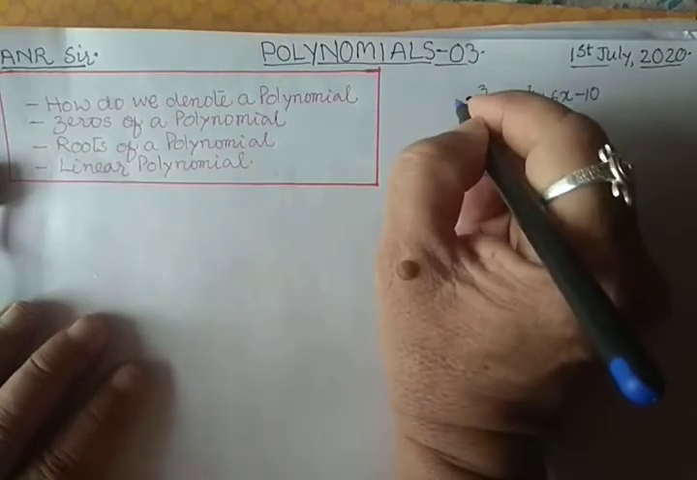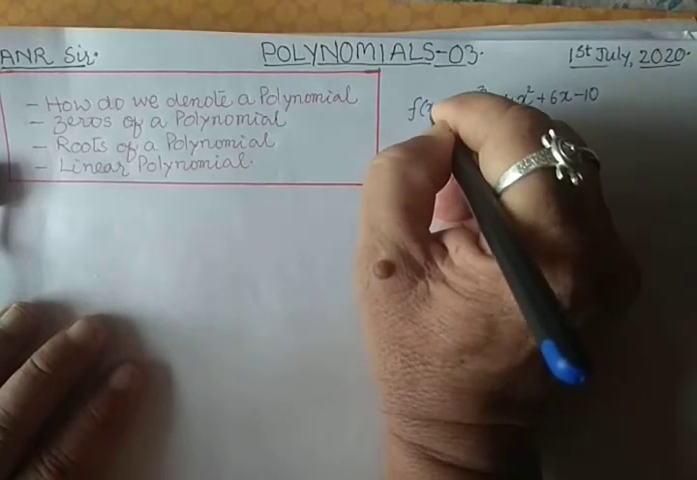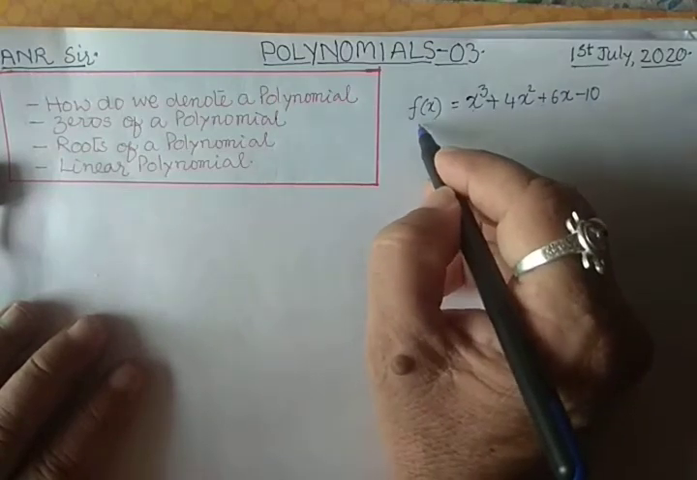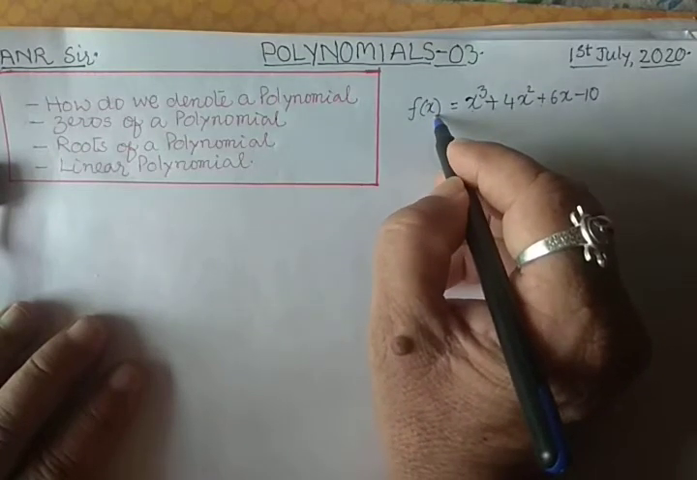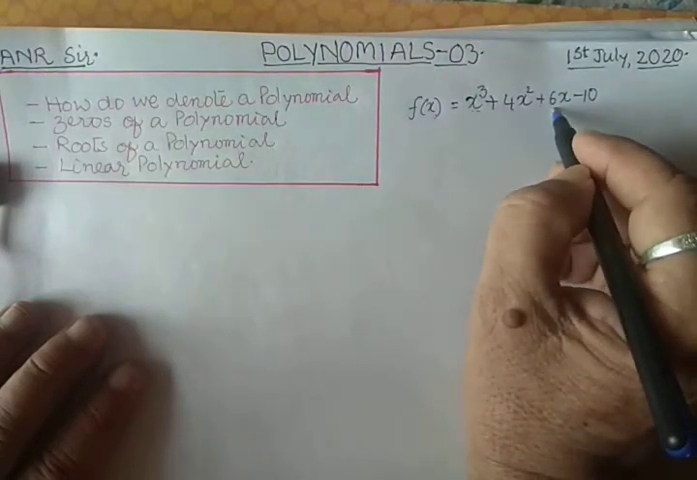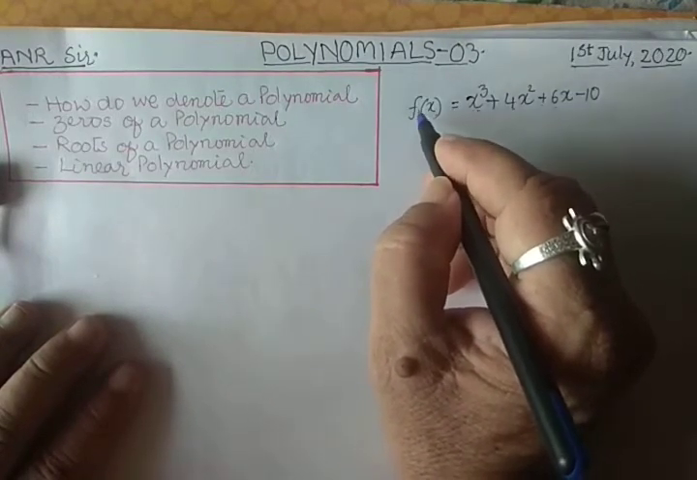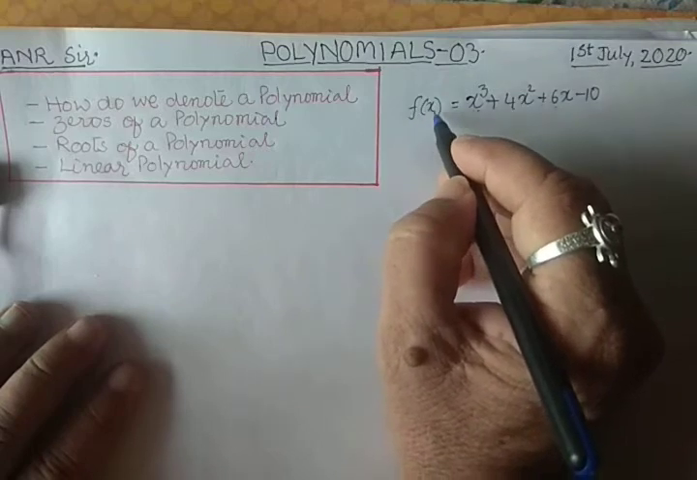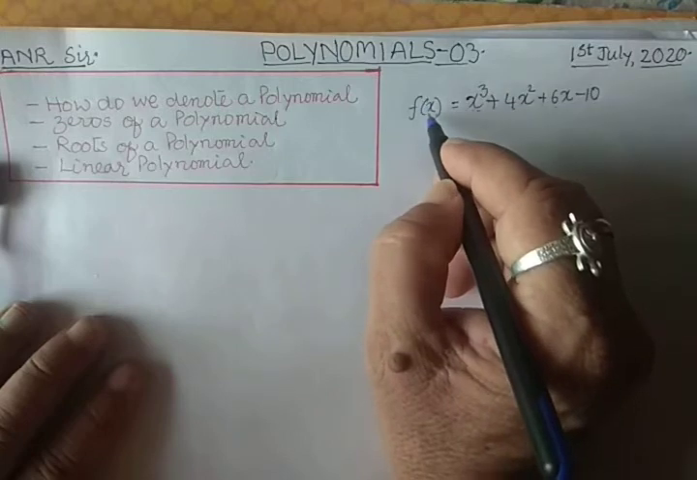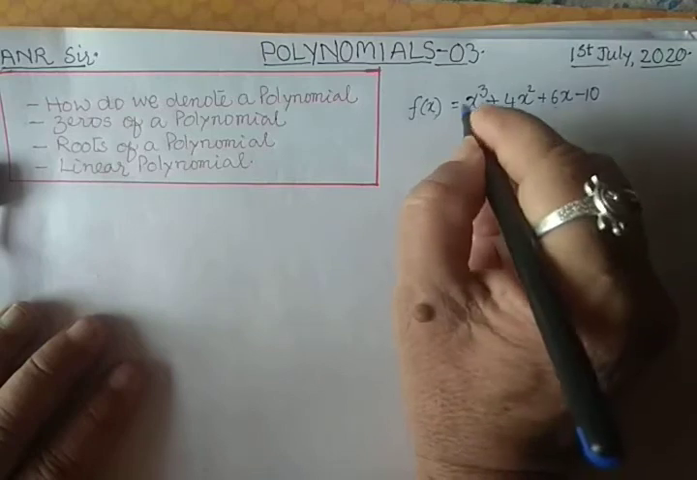We can denote this polynomial as f(x). Clear? We read this as f of x. Let me repeat. We can denote this polynomial as f(x), and we can read this as f of x. f of x means a function of x. So let us take another polynomial.